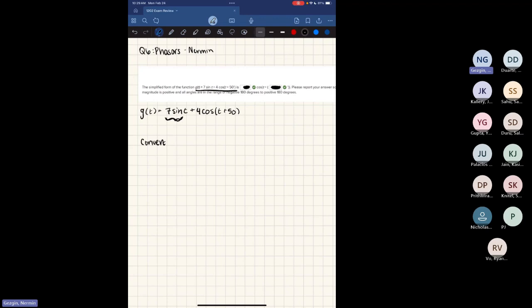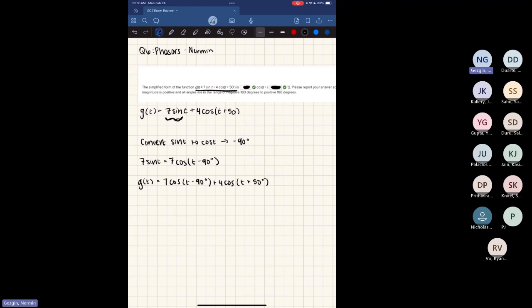So let's say convert sine of t to cosine of t. Here you just subtract 90 degrees from what we have inside. So this would be 7 sine of t is equal to 7 cosine t minus 90 degrees. So now we have the first part of the function in terms of cosine, so now we can add these together. Let's rewrite this real quick: 7 cosine t minus 90 degrees plus 4 cosine t plus 50 degrees.